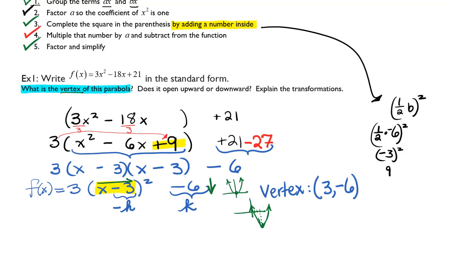We've talked about the vertex being at 3, -6. And we also need to ask ourselves, does this open upwards or downwards? Well, our leading coefficient is 3. Since 3 is greater than 0, we know that our parabola opens upwards, just as I sketched it here. If 3 had been negative, then we would have known that it opened downward.